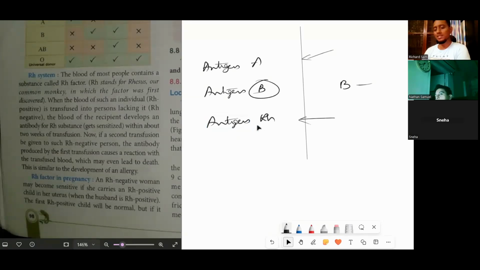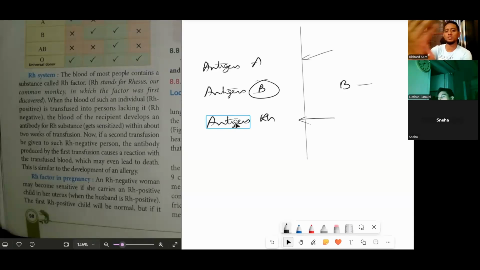So a person who has a negative blood group doesn't have Rh. That means he has antibodies. A person who has Rh antigen will have antibodies only against A and B. But if a person doesn't have Rh, then he'll have antibodies against Rh also, right? Correct. So imagine you're O negative. That means you have no antigens, but you have antibodies against A, B and Rh.